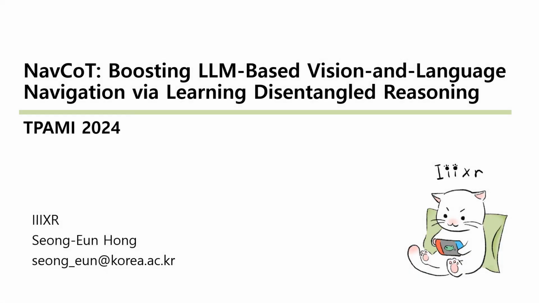Hello everyone, today I will talk about the paper called NavCoT. The topic is Vision and Language Navigation, or VLN. This means an agent moves in a 3D indoor space by following a text instruction.